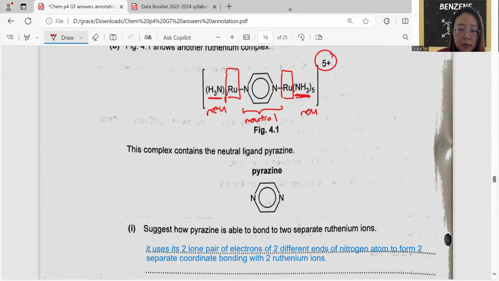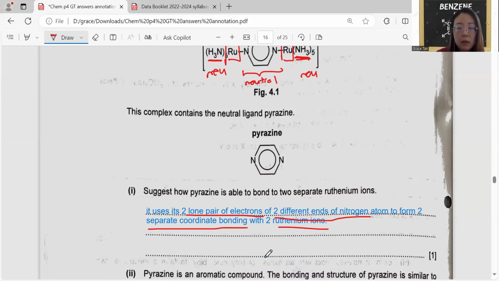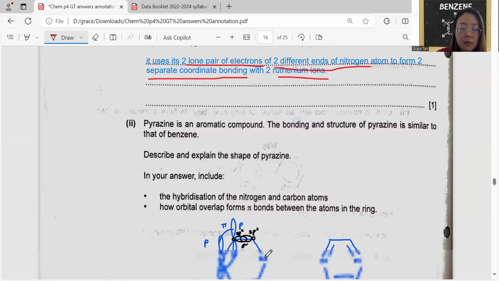Suggest how pyrazine is able to bond to 2 separate ruthenium ions. There are 2 transition metal ions here. So how are they able to bond to 2 transition metal ions, which are your ruthenium ions? Well, I said because it uses its 2 lone pairs of electrons on 2 different ends of nitrogen to form 2 separate coordinate bonds with the 2 ruthenium ions.